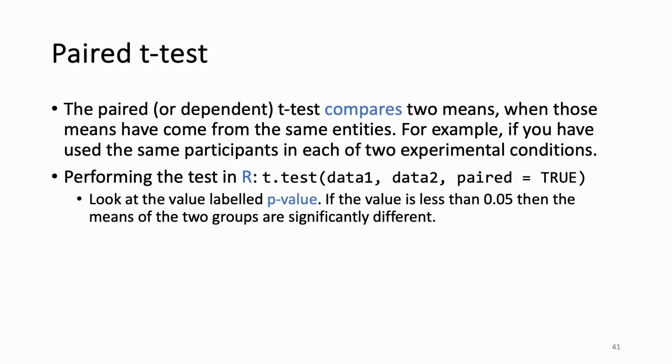To perform this test in R, we can write this pseudocode: t.test, and then we pass the two samples as parameters, data1 and data2. Then we have to specify that this is a paired t-test, so we write paired equal to TRUE. We look at the outputs, and if the p-value is less than 0.05, then we can say that the means of the two groups are significantly different.